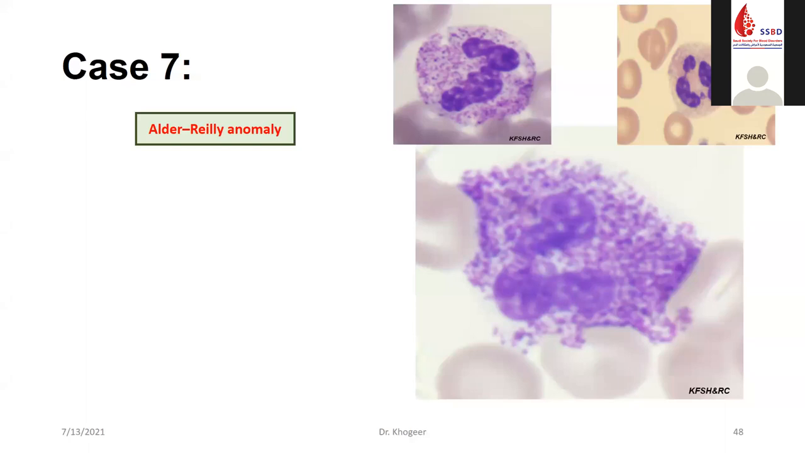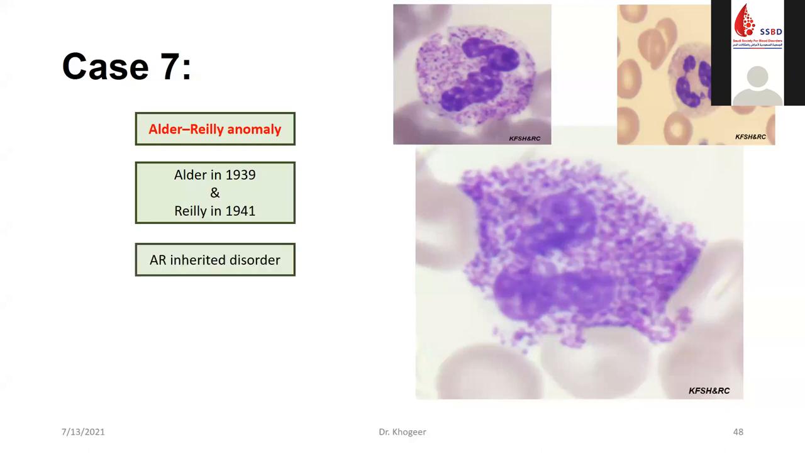Alder's anomaly was first described by Alder in 1939 and by Reilly in 1941. Accordingly, it is known as Alder-Reilly anomaly. It is again an autosomal recessive inherited disorder characterized by the presence of large azurophilic and basophilic granules in the cells of the myeloid and lymphocytic series.